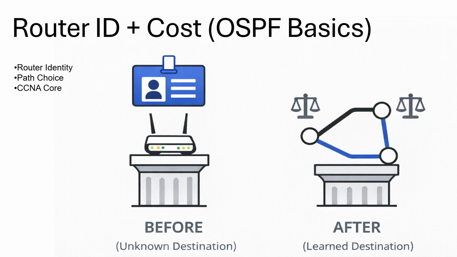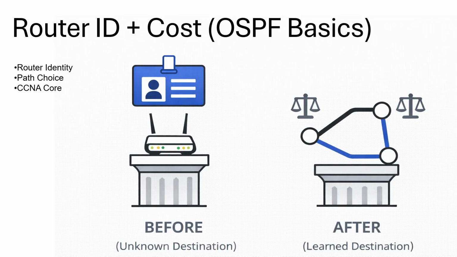How does the router pick its router ID? What does OSPF cost actually mean? And how does it pick the best path? So in this video, we'll do three things. Build a clean mental model of what a router ID is and why it matters.